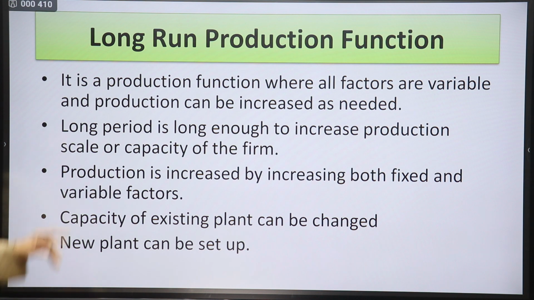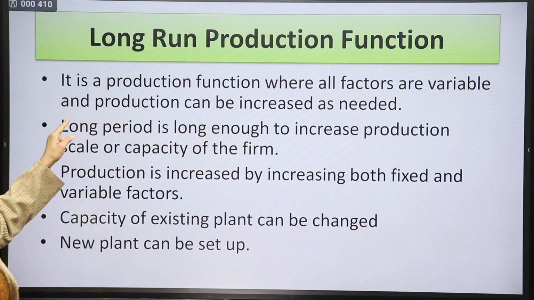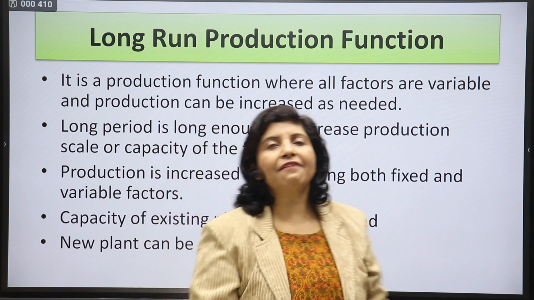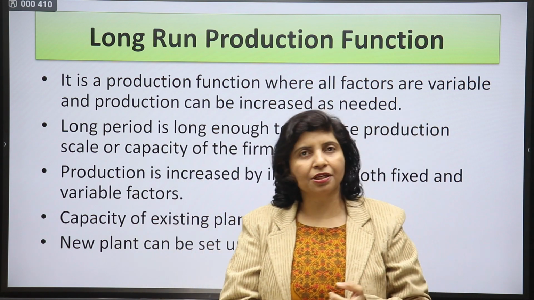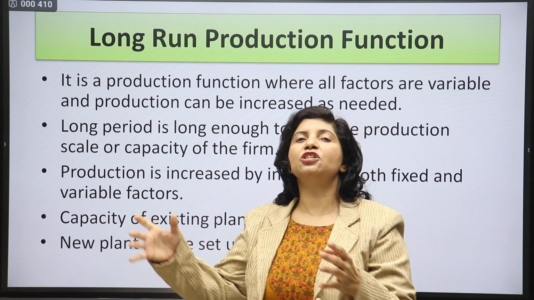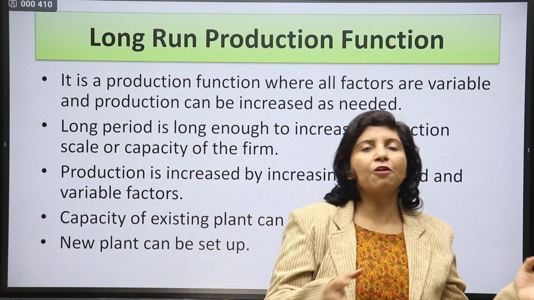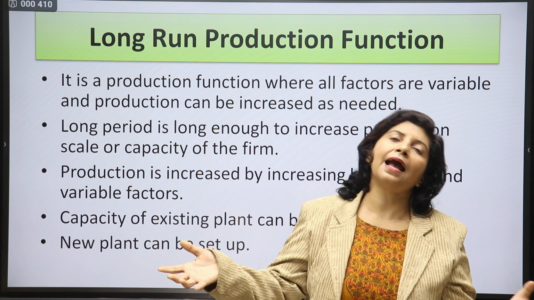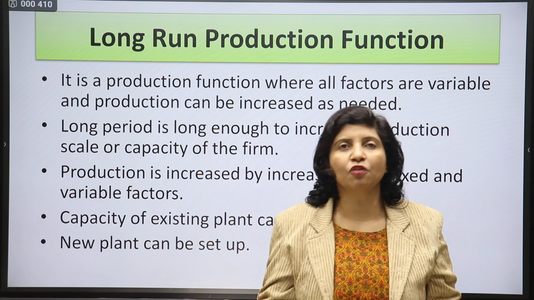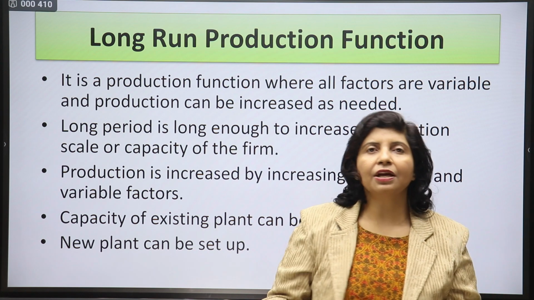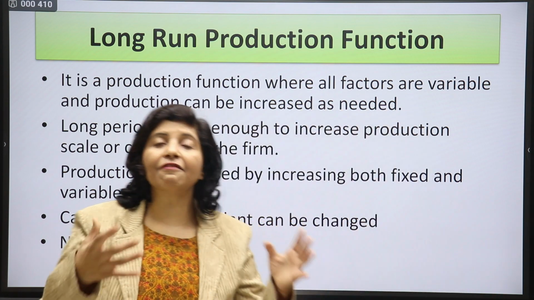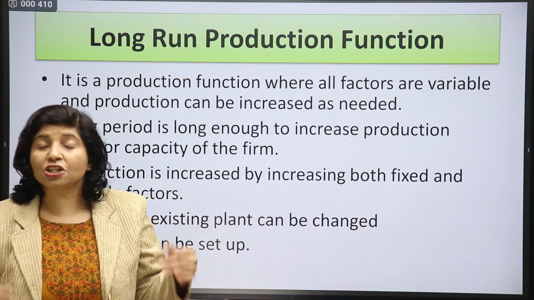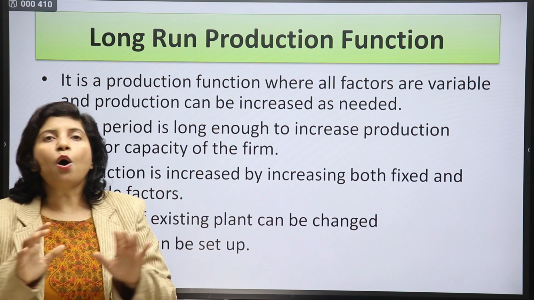Long run production function. It is a production function where all factors are variable and production can be increased as needed. Why? Because in the long run, we have enough money, we can buy new machines, we can get machines from abroad, or from anywhere in India, we can purchase a new plant, we can build a new building, and we can install any number of machines that we require. We can take loans from banks, we can take loans from people, we can even save our own money and invest that in business. So the long run is long enough to make all these changes, but in the short run these are not possible.